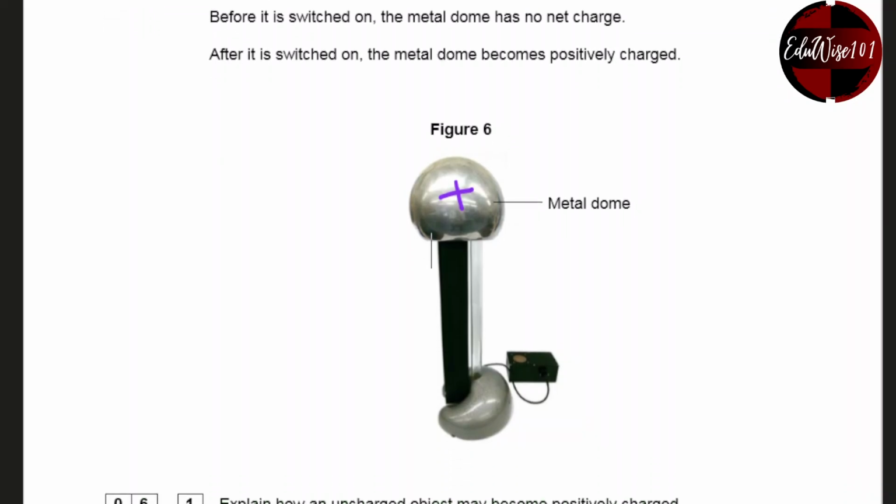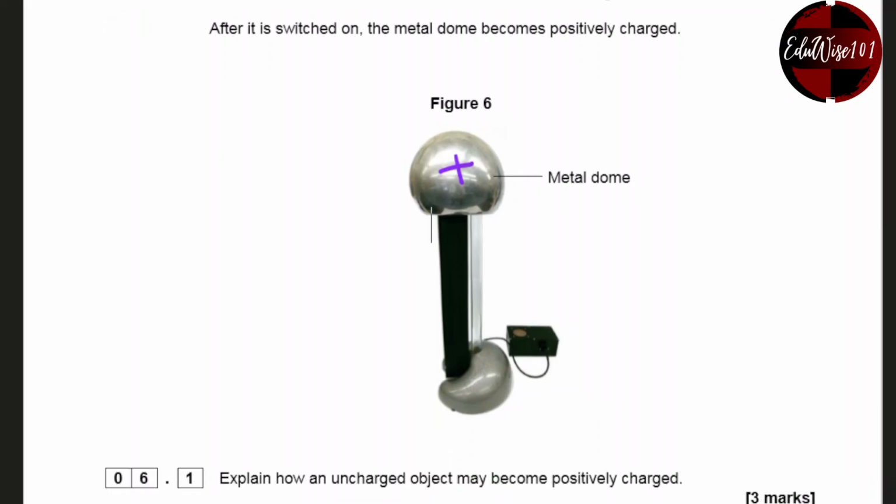Now, remember, atoms are neutral, but because it's a metal, it has electrons which can be removed. So this black thing is actually a belt that spins around, and it's caused to spin around by a motor, and this is actually the speed controller here. As the belt spins, it removes electrons from the dome, and this bottom part of the belt actually becomes negatively charged.